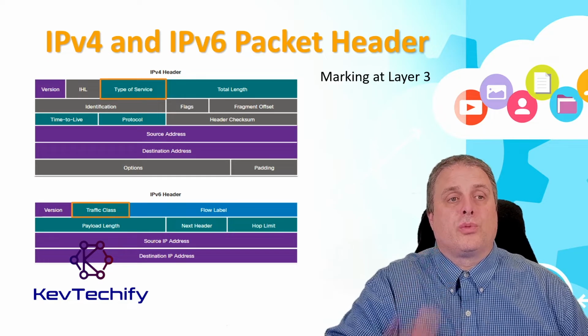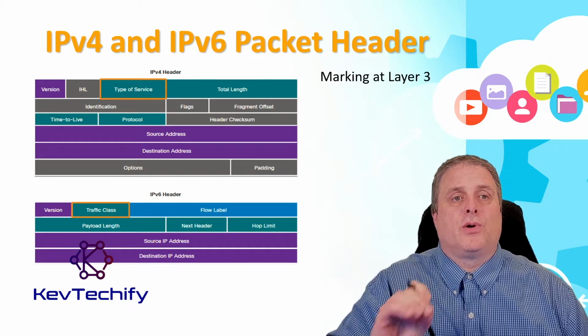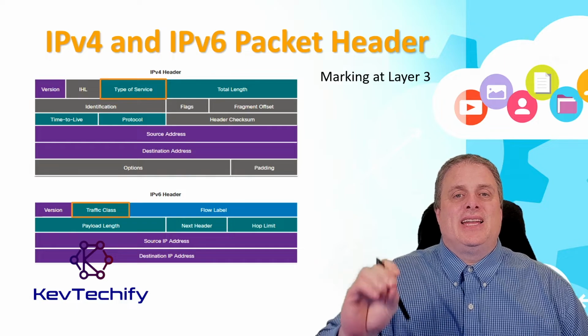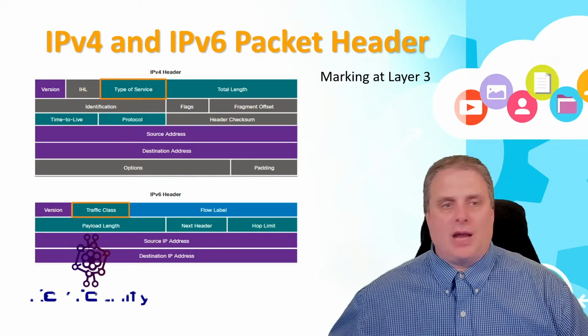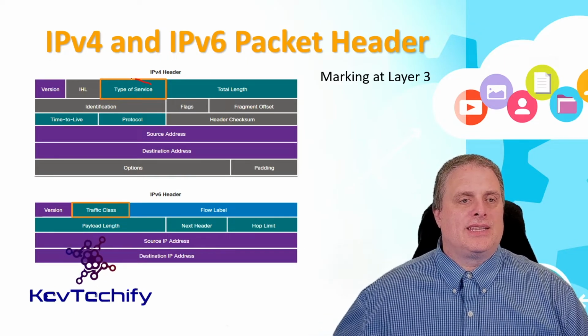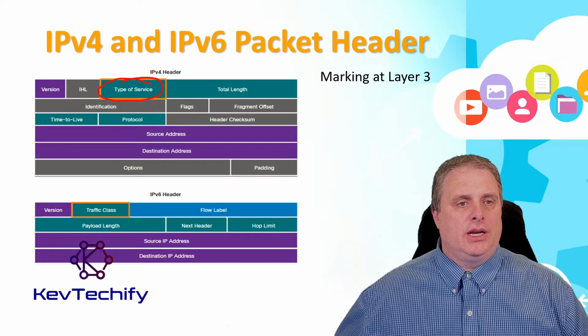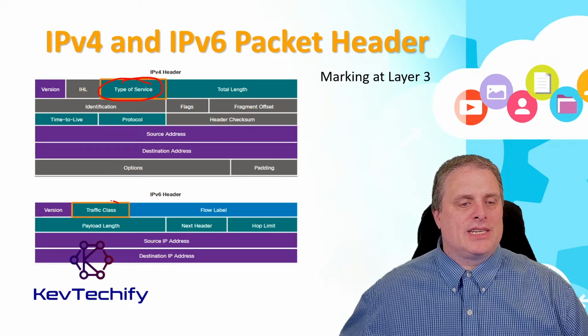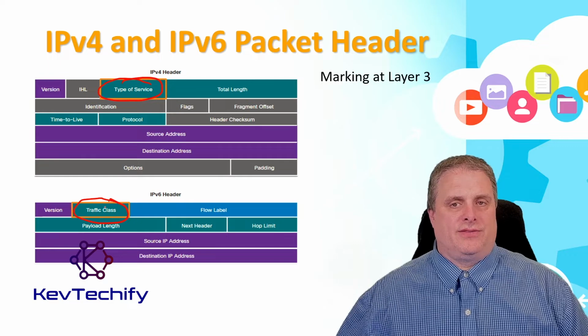In layer 3, for IP version 4 and IP version 6, it is placed in the packet header. For IP version 4, it is the type of service field here. And for IP version 6, it is the traffic class field.